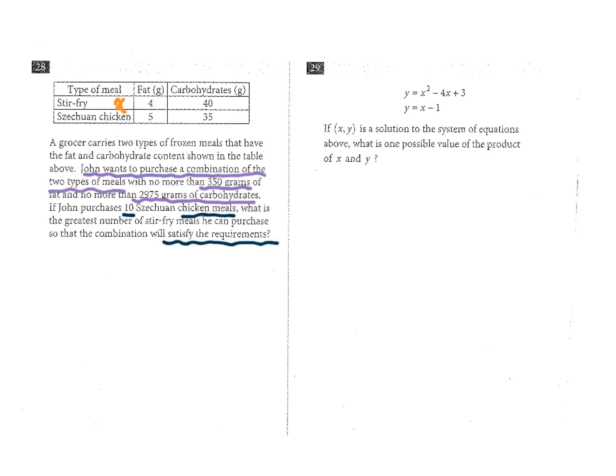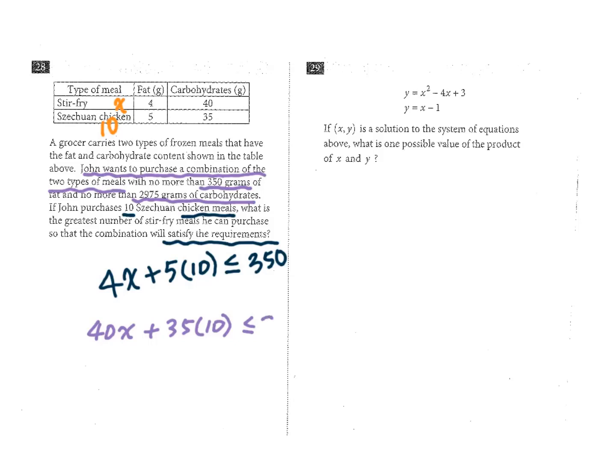We know he already bought 10 chicken. Therefore, you set up 4x plus 5 times 10 has to be less than or equal to 350. Then set up another inequality: 40x plus 35 times 10 less than or equal to 2975. Solving the first inequality, subtract 50 from both sides, you get 4x less than or equal to 300. Therefore, x is less than or equal to 75.